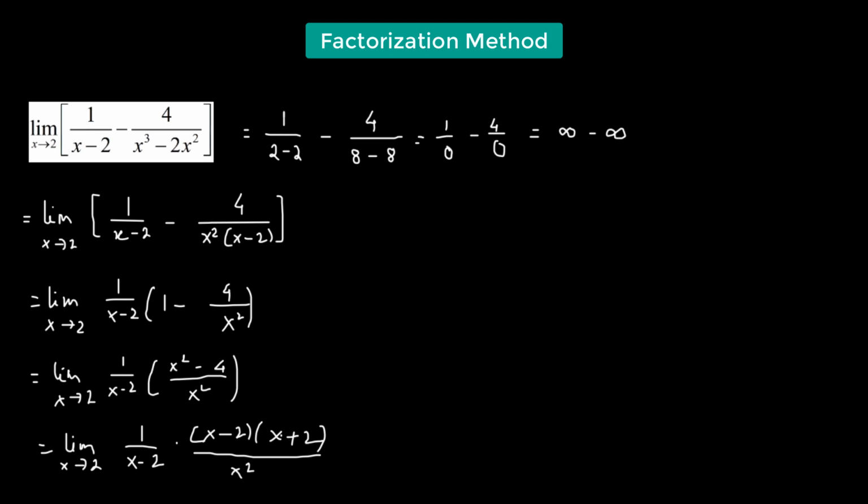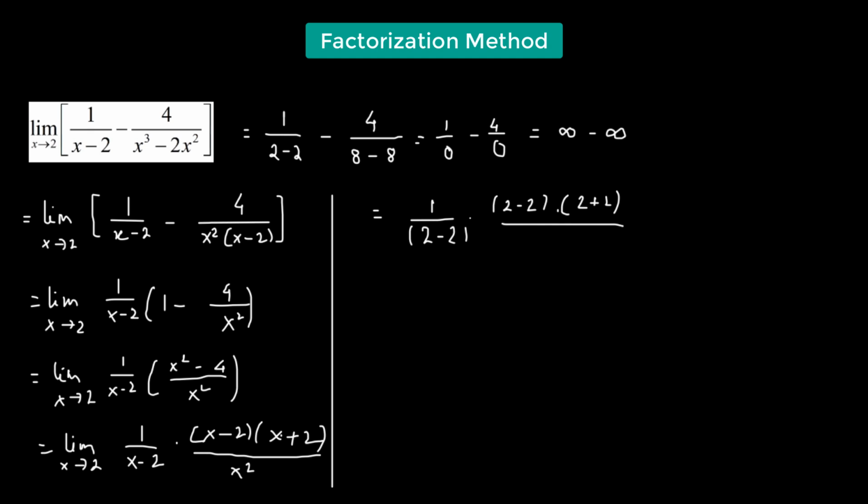Now when we substitute the value of x with 2, that gives us 1 over 2 minus 2 times 2 plus 2 divided by 4. So this is going to be an indeterminate form of 0 over 0. This is happening because x minus 2 is a common factor in both the numerator and the denominator.